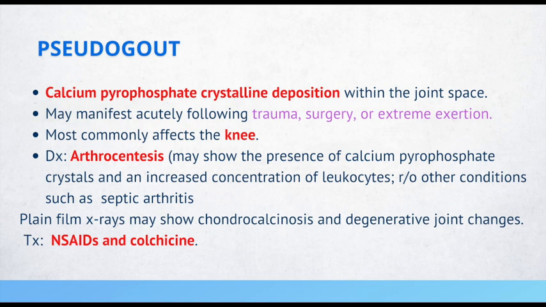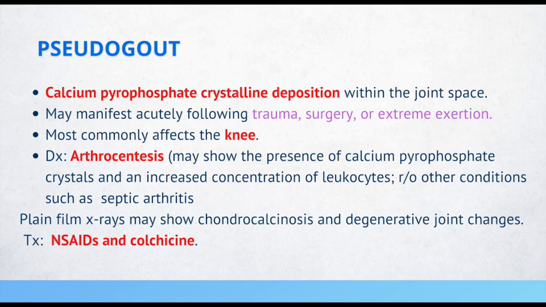Pseudogout. In this condition, patients will have calcium pyrophosphate crystalline deposition within the joint space. This may manifest acutely following trauma, surgery, or extreme exertion. It most commonly affects the knee.